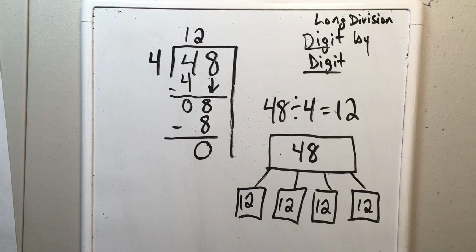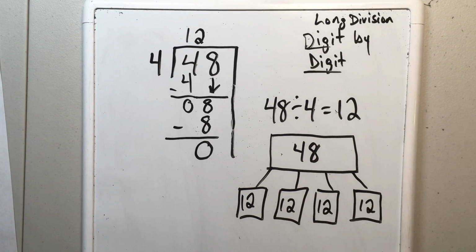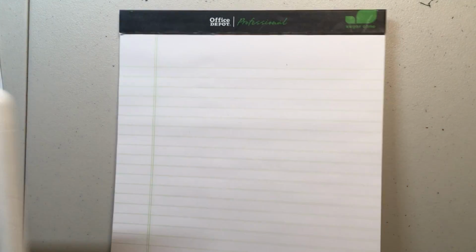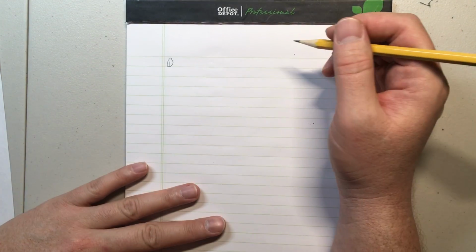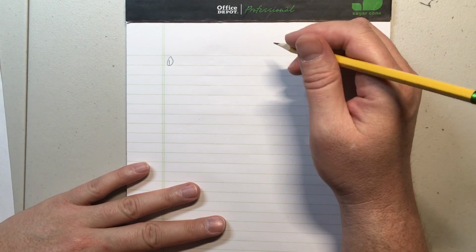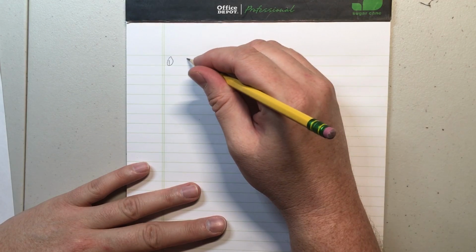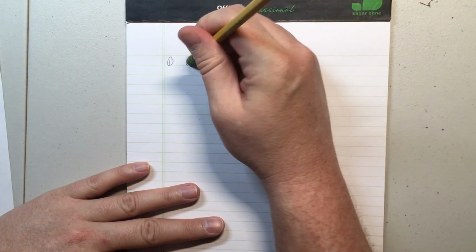So that's long division. Now let's go ahead and work on some problems. Pencil and paper. Let's just do number 1. Let's stick with our 1-digit number as a divisor, but let's do something more challenging. Let's say like 7.